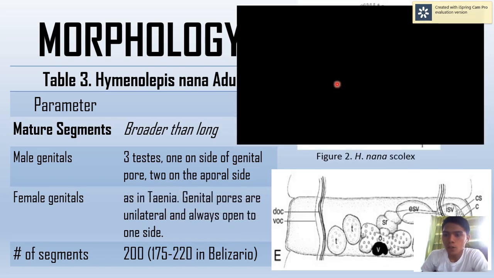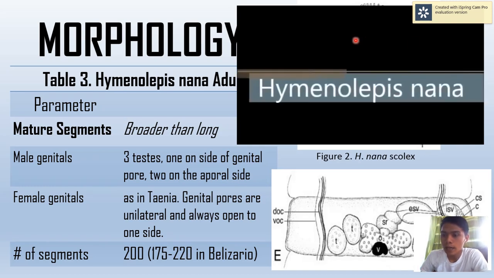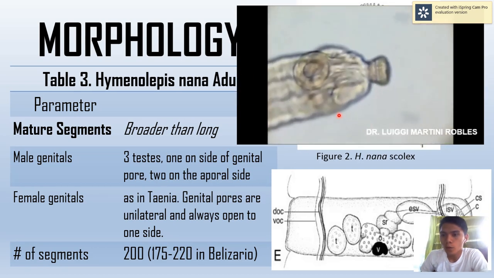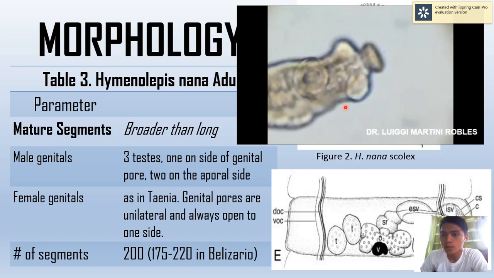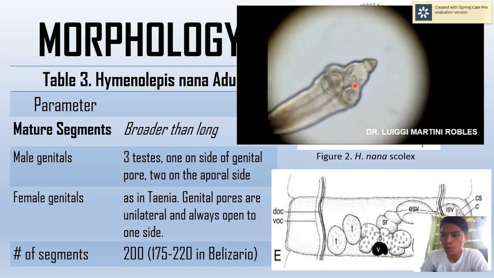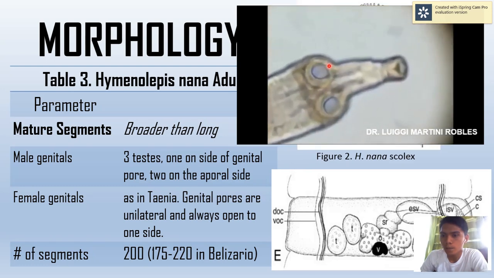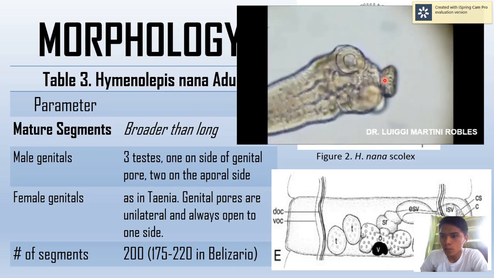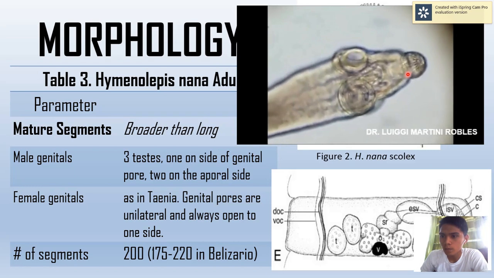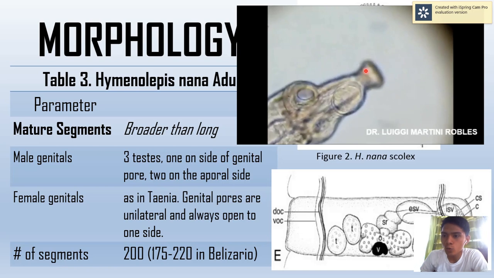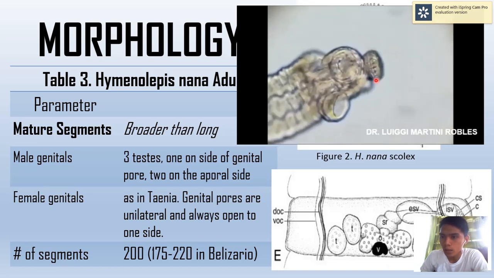So this is a video demonstrating the scolex of H. nana. As you can see, it has 4 suckers. You can see it is cup shape. Right, cup shape. And its rostellum is very short, no? Very short. But it is retractable. So it extends, it adjusts. And it has hooks. It has hooks, the rostellum.